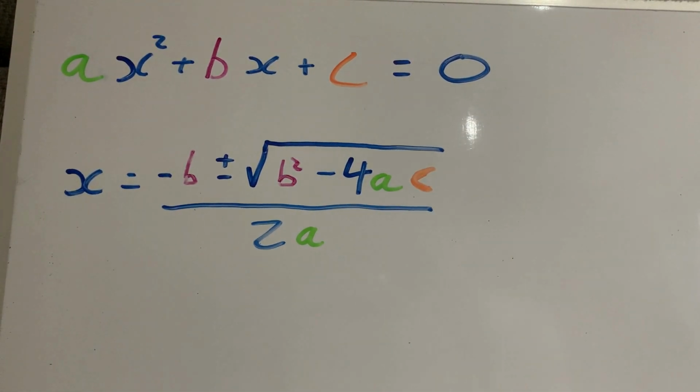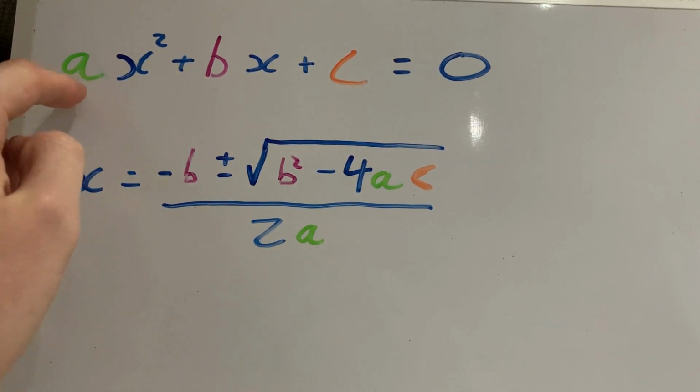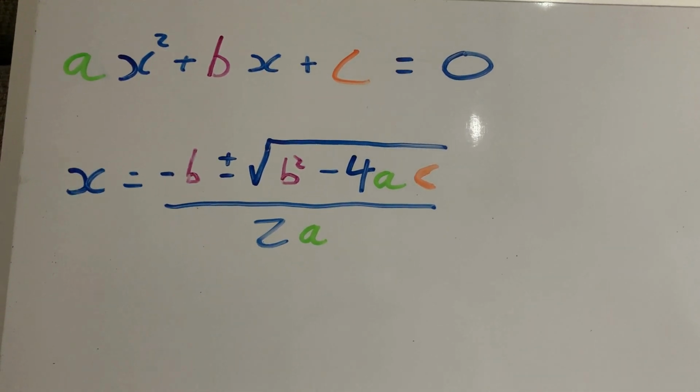Because we've shown in another video that if we were given this guy, ax squared plus bx plus c, the solutions to this in terms of a, b, and c are negative b plus or minus the square root of b squared minus 4ac over 2a.